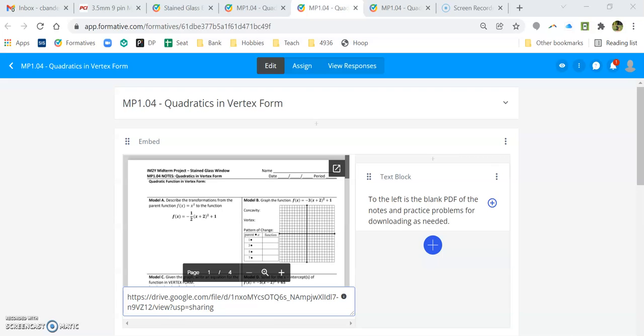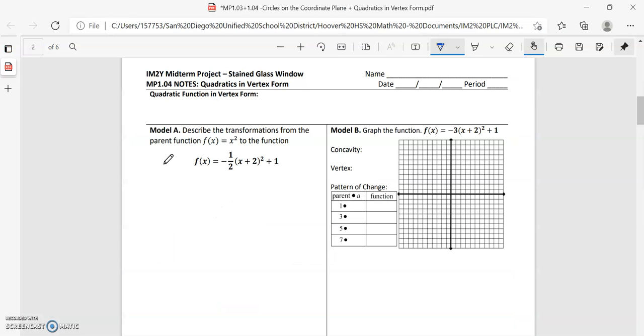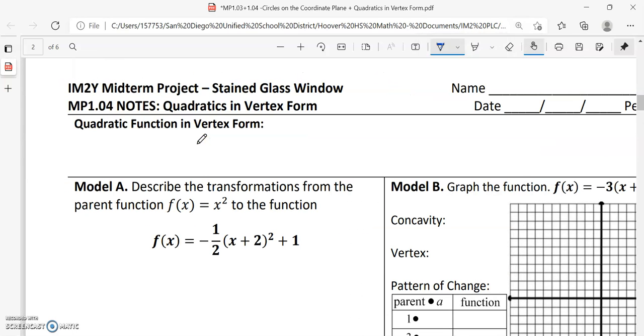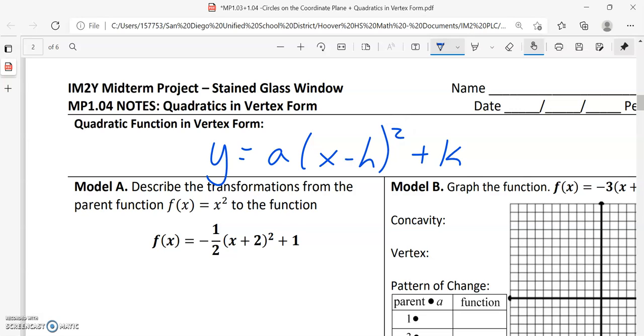Midterm project 1.04, quadratics in vertex form. Here's the formative. I have my PDF right here. Quadratic function in vertex form. We have y is equal to a times (x minus h) squared plus k.